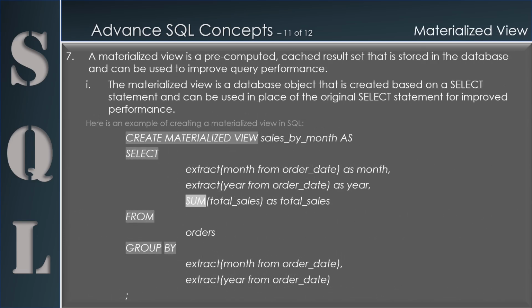A materialized view is a pre-computed cached result set that is stored in the database and can be used to improve query performance. Views in your normal use are very useful, as a view is a database object that is created based on a select statement and can be used in place of the original select statement for improved performance.